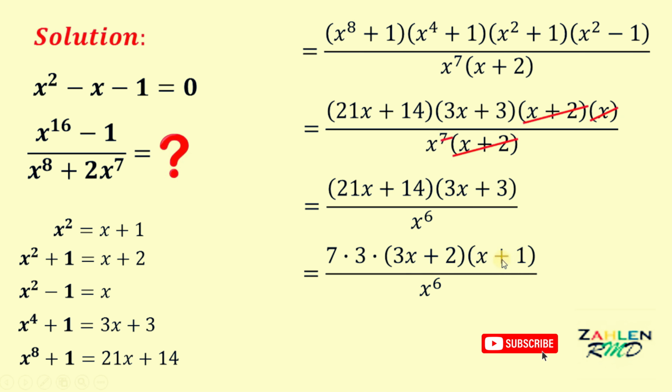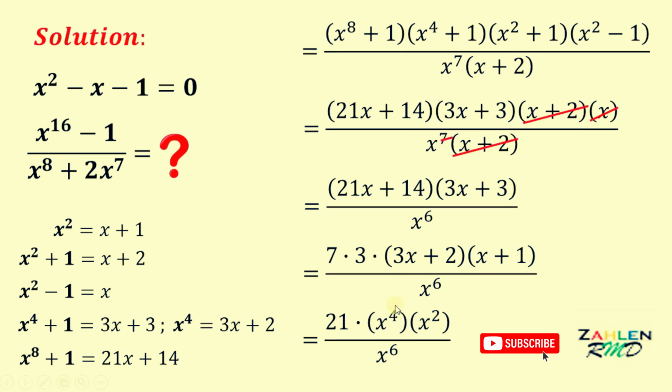Now, x plus 1 is familiar to us because it is equal to x squared. How about 3x plus 2? Take note that x raised to the fourth power must be equal to 3x plus 2. Therefore, we can substitute all those values into our expression, and our expression now becomes 21 times x to the fourth power times x squared, all over x raised to 6. Now, x to the fourth power times x squared gives us x raised to 6. Therefore, we can cancel out x raised to 6 on the numerator and x raised to 6 on the denominator. And this will give us a value of 21.